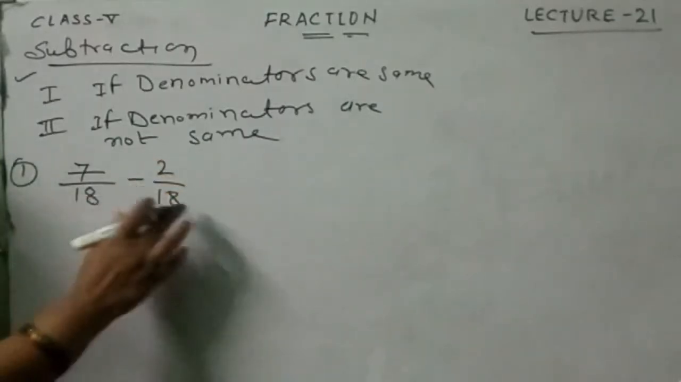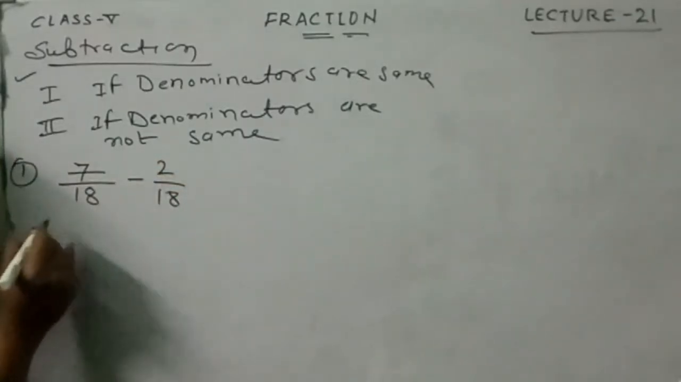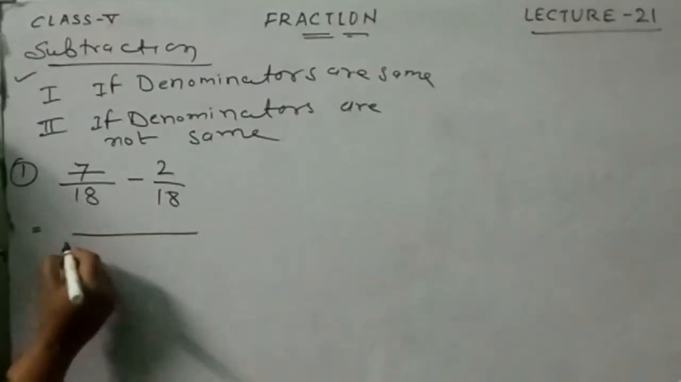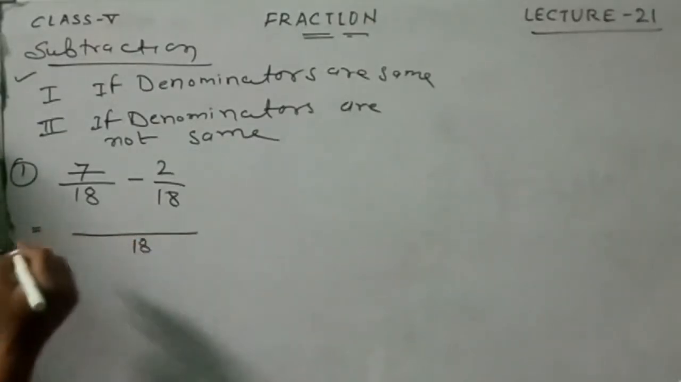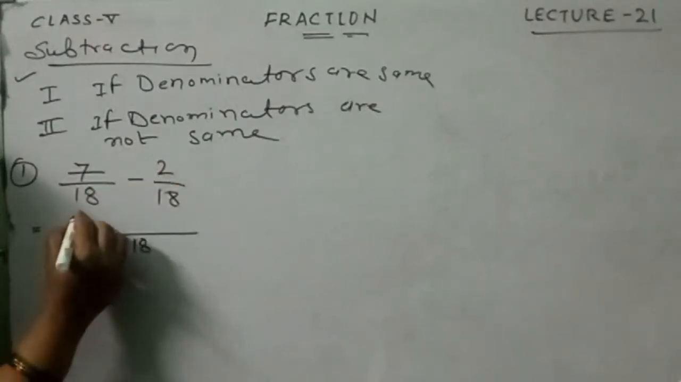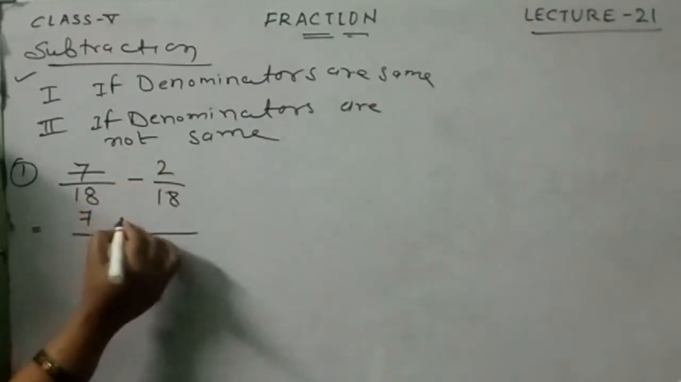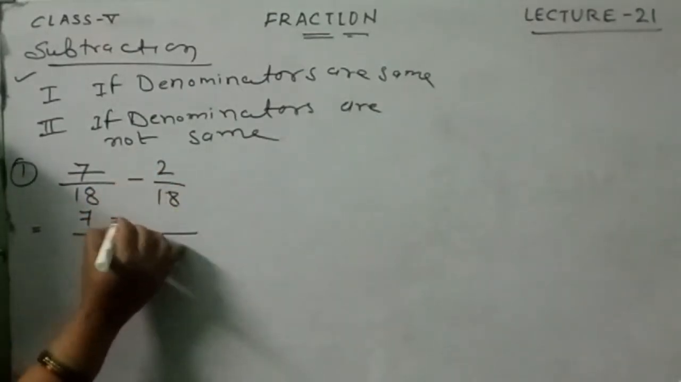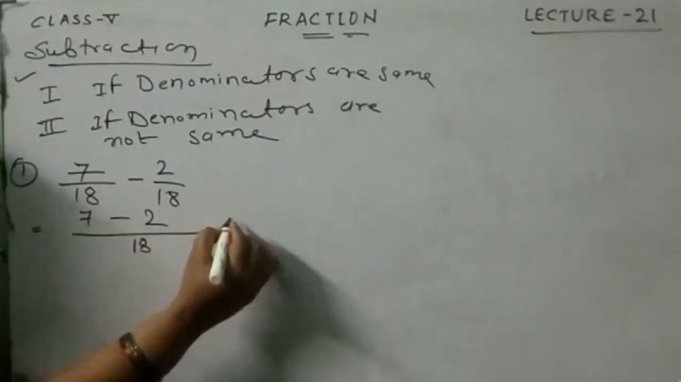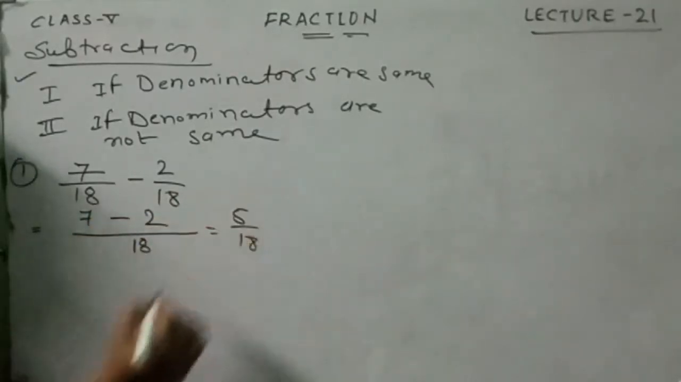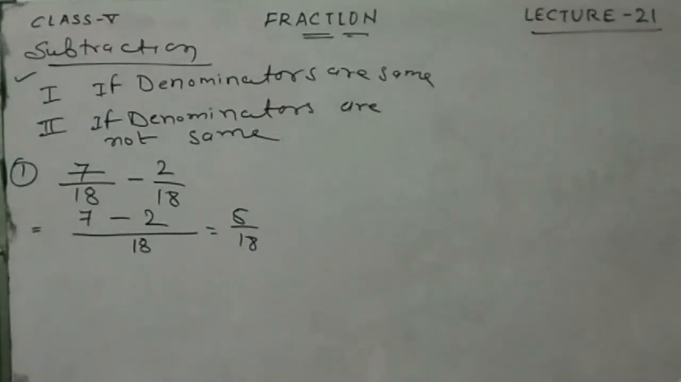Here both denominators are the same. So what I told, as in addition, draw a big line, write 18 in the down, and write what is given in the upper numbers. If plus is there, you have to write the plus. If minus is there, write the minus. 7 minus 2, 5 by 18. Okay. Now one question I am taking from your book.